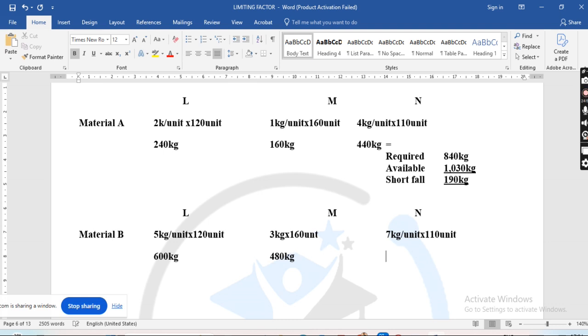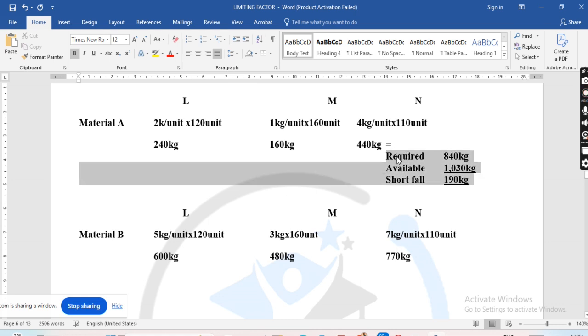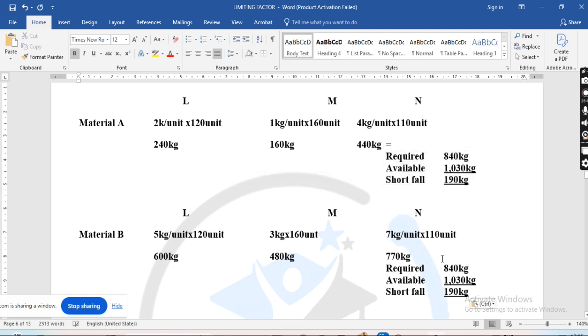So what do you have? That's 770 kg. So the total, I need to get the total. 1850 kg.